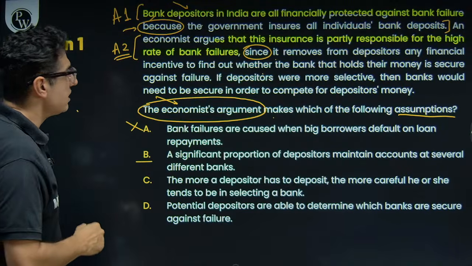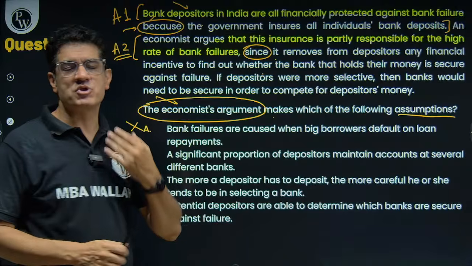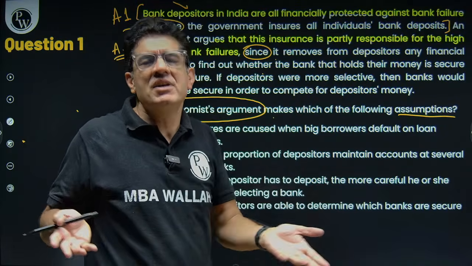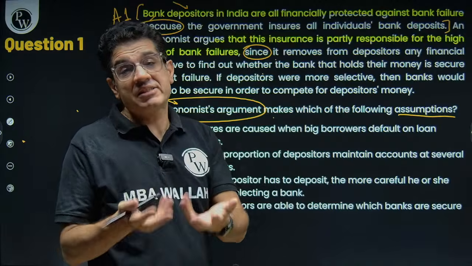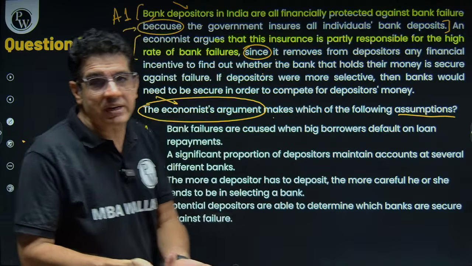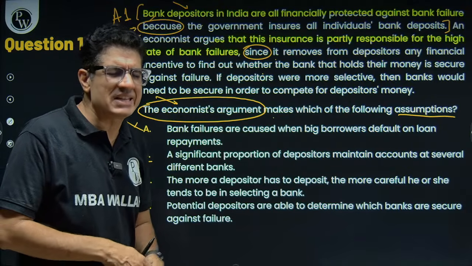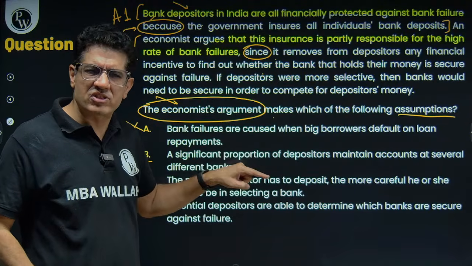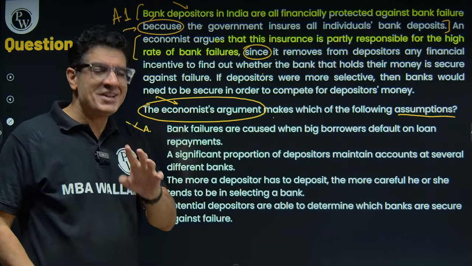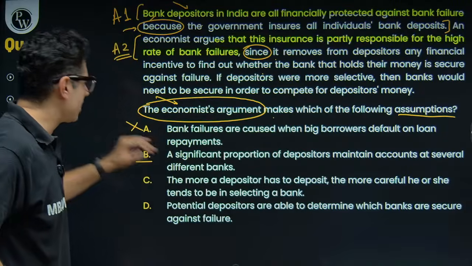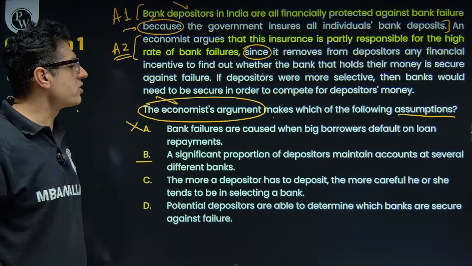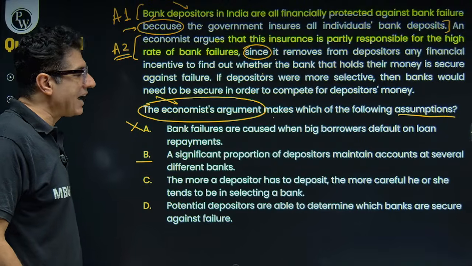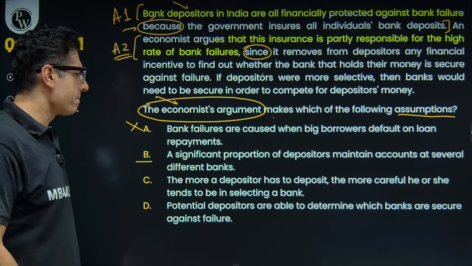Let's start with B. So how do we figure out an assumption? So my first test is, an assumption is an unstated premise. So it should give us something that strengthens the argument. If it does not strengthen the argument, it definitely cannot be an assumption. Now, does that mean that every answer choice that strengthens is an assumption? No. But that's our first pass. So let's start with B. A significant proportion of depositors maintain accounts at several different banks. Okay.